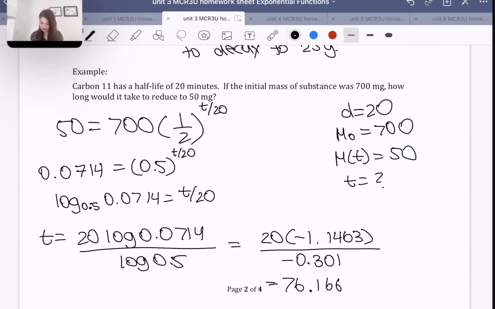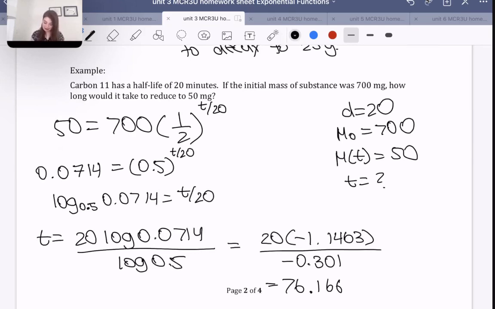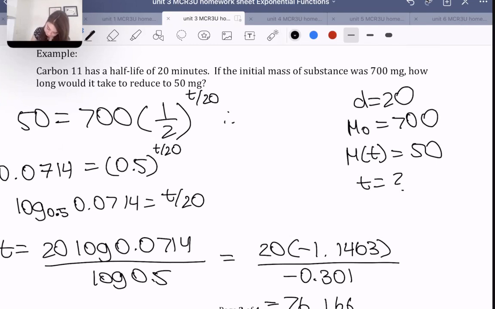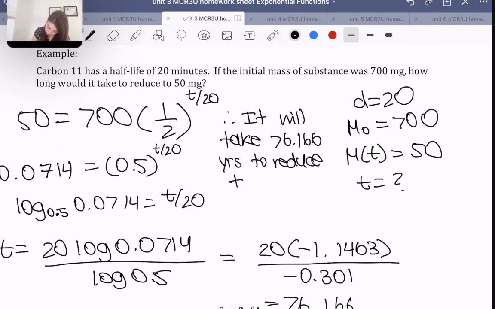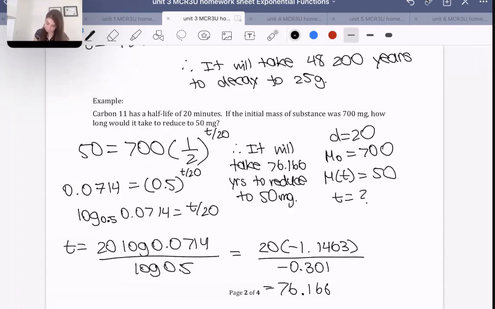I don't have space to write that, but that's the idea. Actually, maybe I'll write it here. Therefore, it will take 76.166 years to reduce to 50 milligrams. Very good.